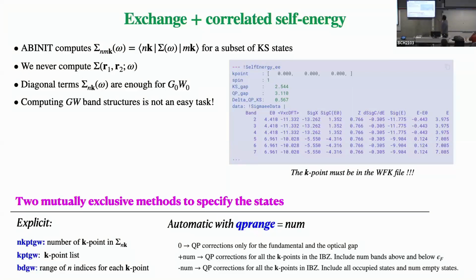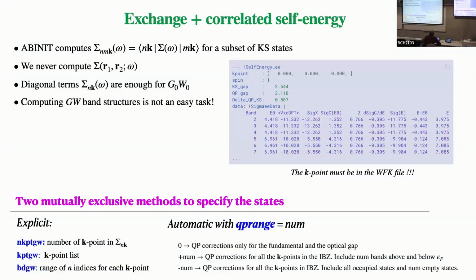This is the typical output that we obtain at the end of the calculation, in which we have the k-point for the self-energy here, and then the spin index, the Kohn-Sham gap, the quasi-particle. These columns are essentially the matrix elements of the VXC, the exchange part, the correlation part evaluated at the Kohn-Sham energy, the renormalization factor, and then you have the quasi-particle correction, the difference between the GW and the Kohn-Sham.